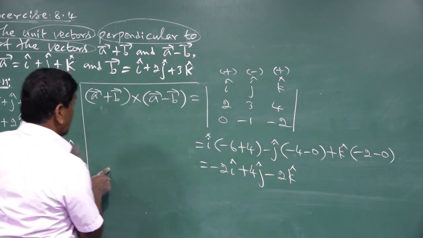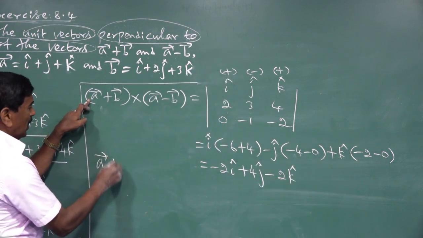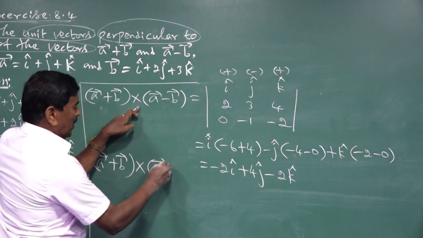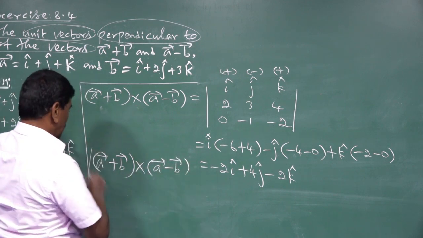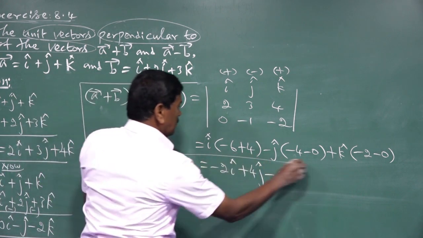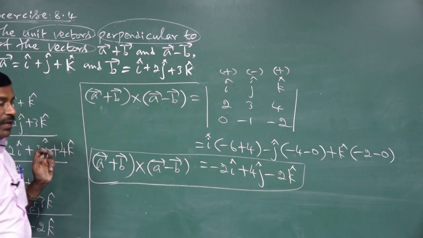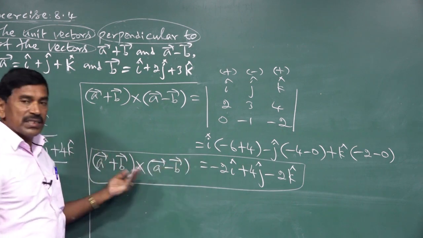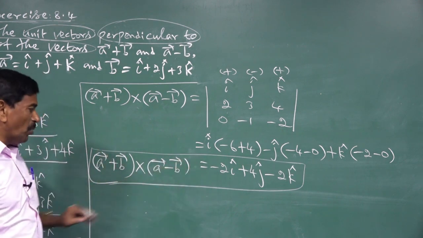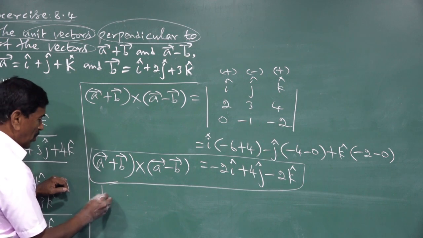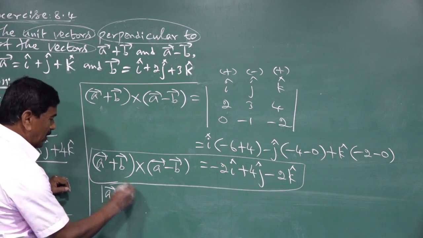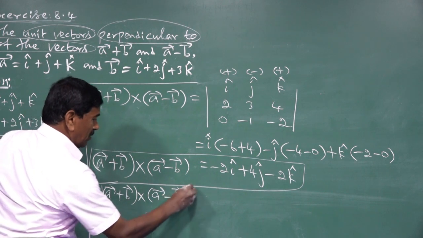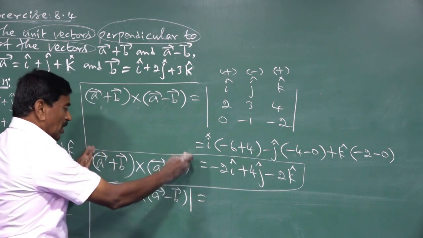What is the left hand side? The left hand side is A vector plus B vector cross A vector minus B vector. So the cross product is completed. Now it is of the form A vector cross B vector. Now what is step 2? Yes, it's modulus. Now listen, modulus of A vector plus B vector cross A vector minus B vector is equal to, the modulus of this vector.